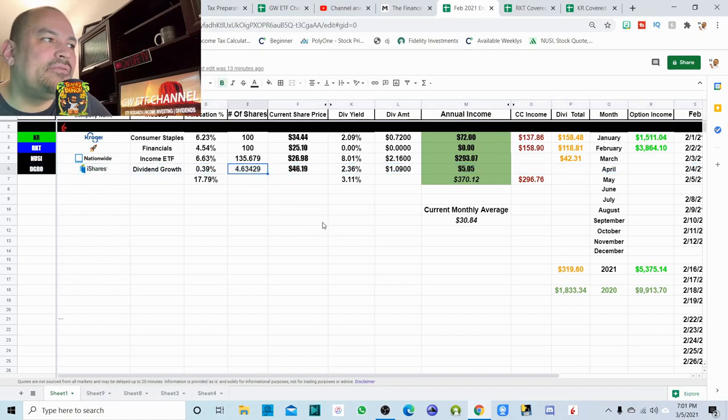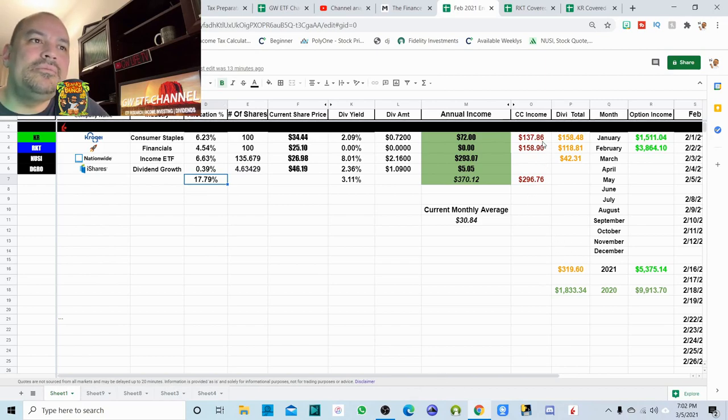So right now it's only got 4.63 shares in there, and we'll be adding to that as we go along. So that's it. $370 in annual dividend income. It's way down from what it used to be. Current monthly average at $30.84 in dividends. And you can see those four holdings make up 17.79% of my portfolio. And roughly the other part is cash and options.